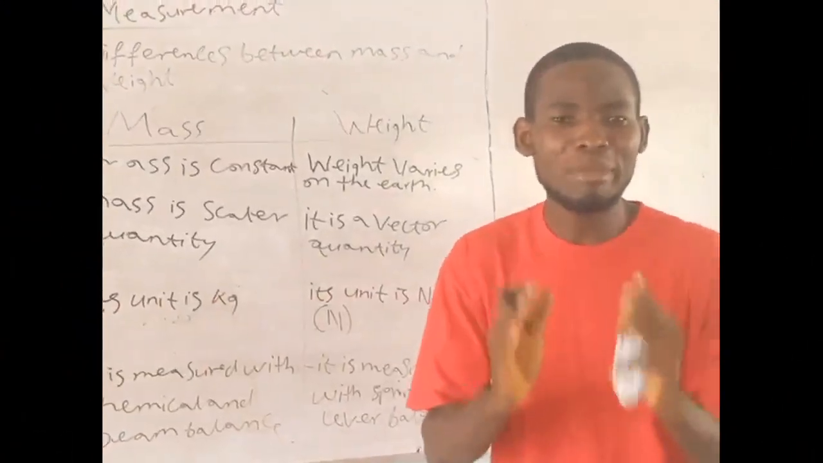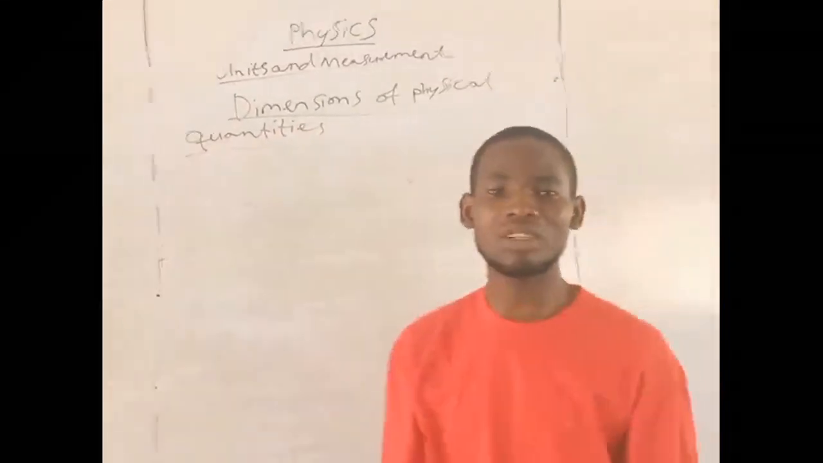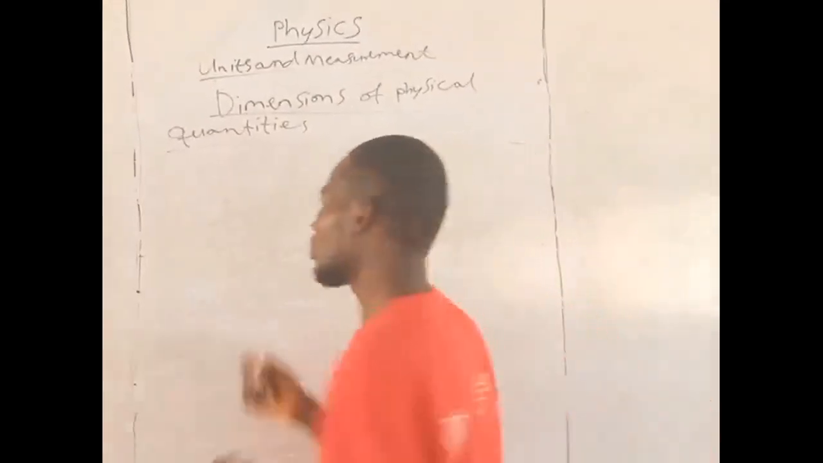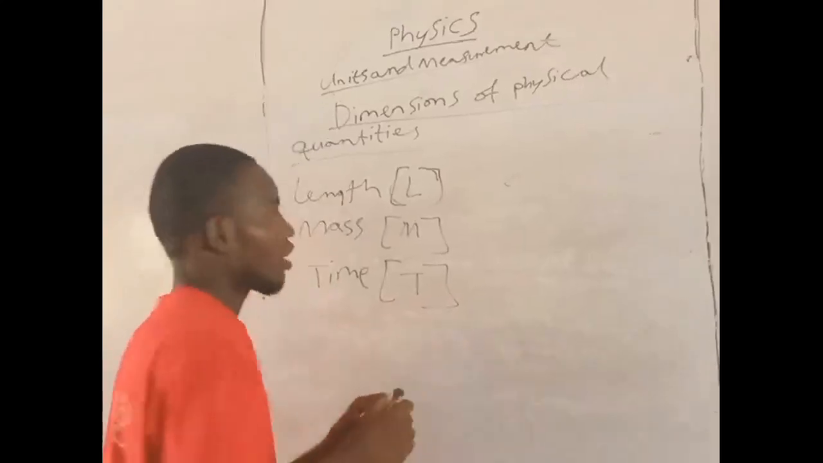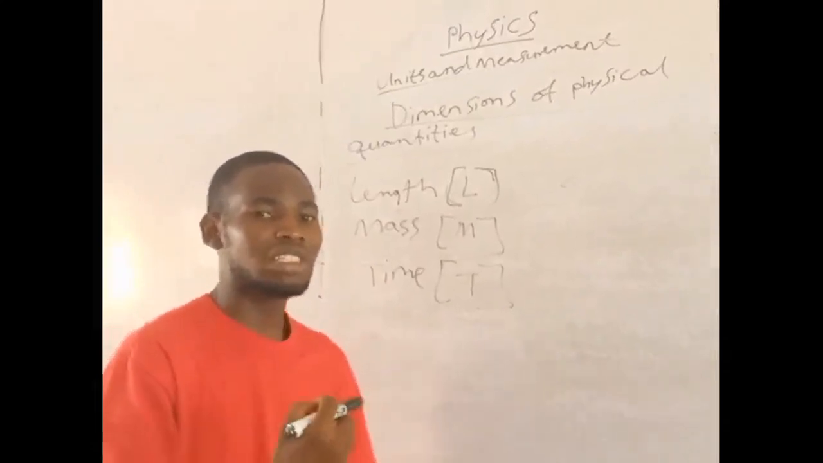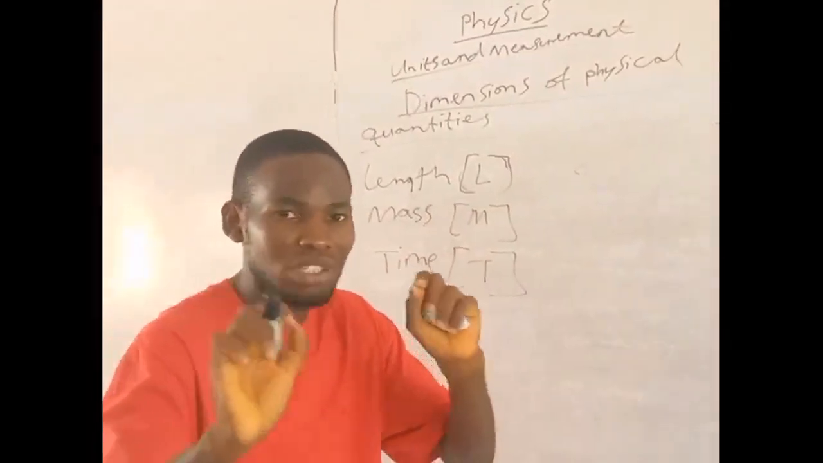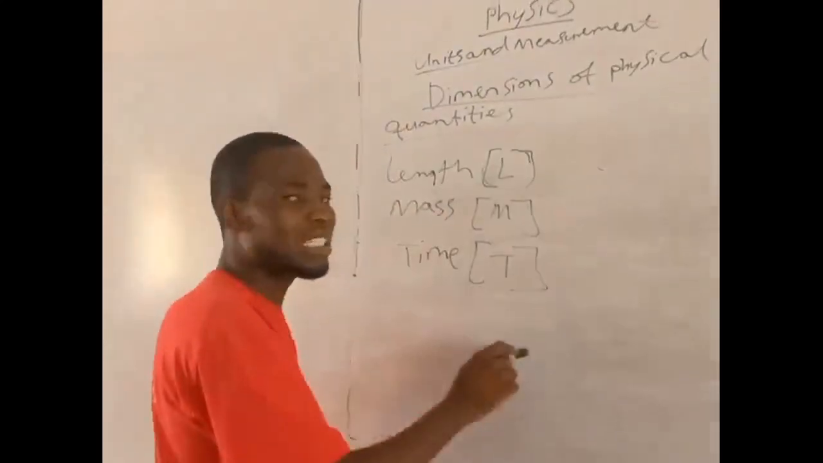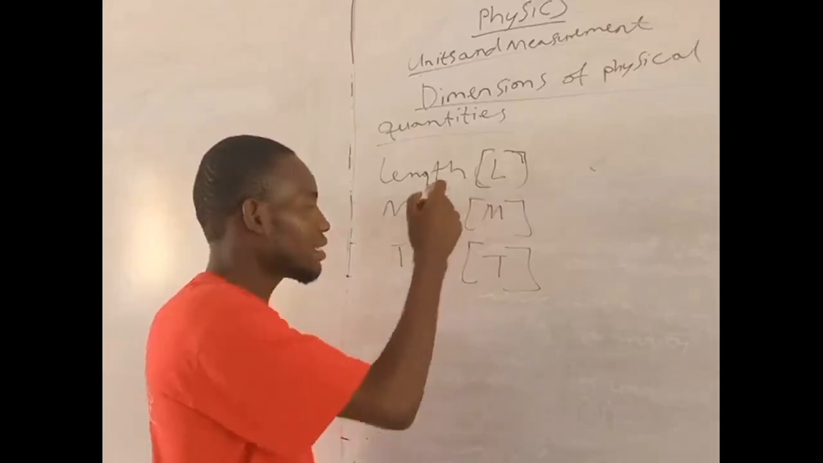Now, let's talk about the dimensions of physical quantities. Like I said, the basic quantities mostly used in physics are length, mass, and time. Dimensioning is a way of representing physical quantities, especially derived quantities, in the fundamental quantities, which are the basic quantities: length, mass, and time.